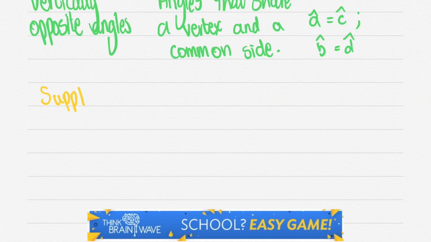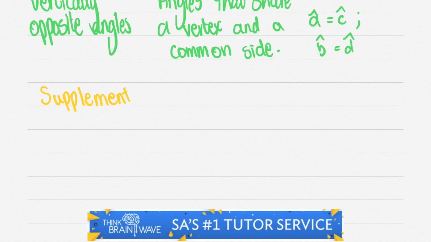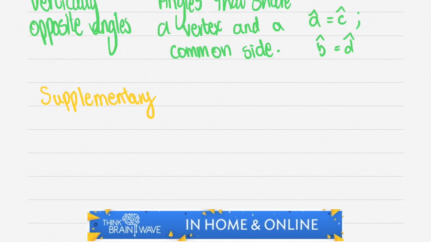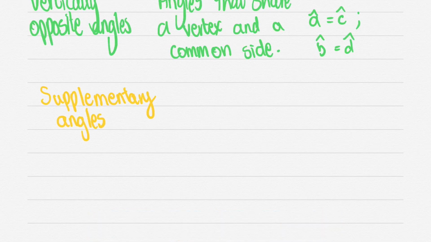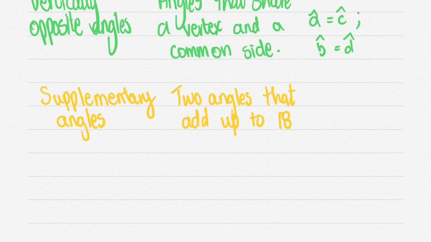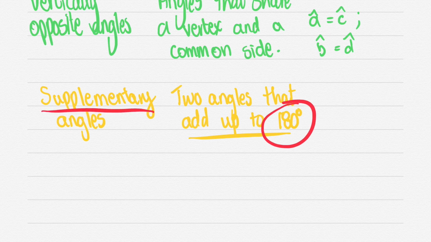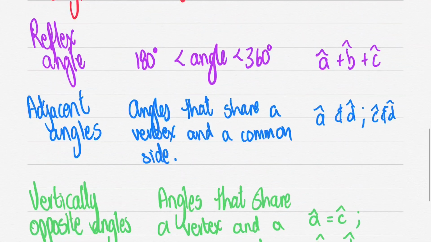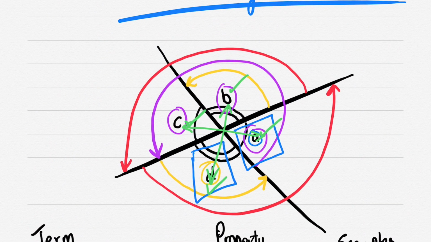Now moving on, we'll need to talk about supplementary and complementary angles. Supplementary angles. These angles add up to 180 degrees. We also have complementary angles, and these you'll see in the next step. Supplementary angles are two angles that add up to 180 degrees. Right, make sure to remember supplementary means 180 degrees. It's very important, and you'll notice why later.